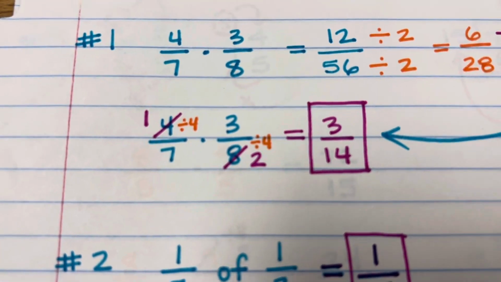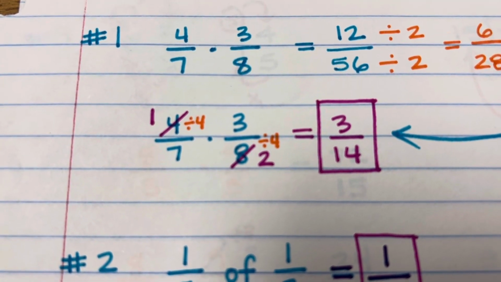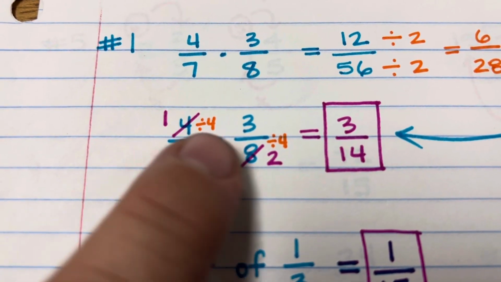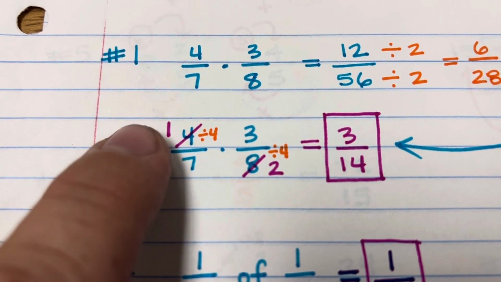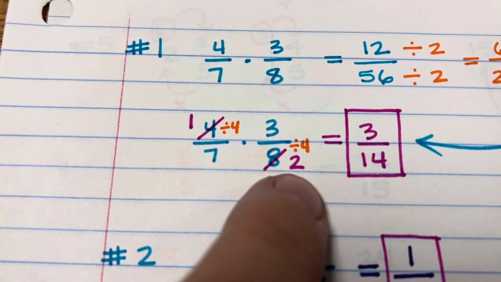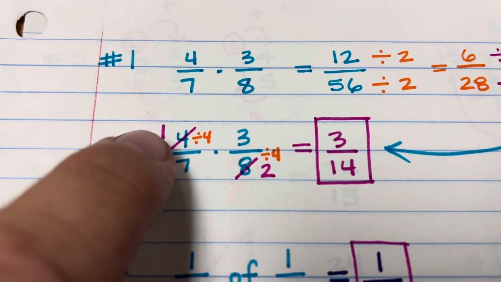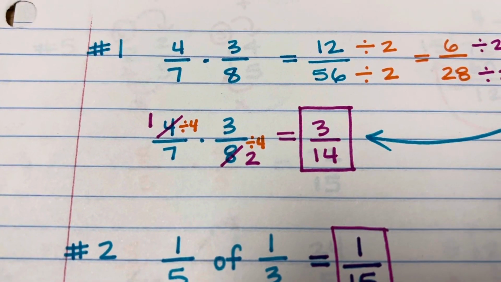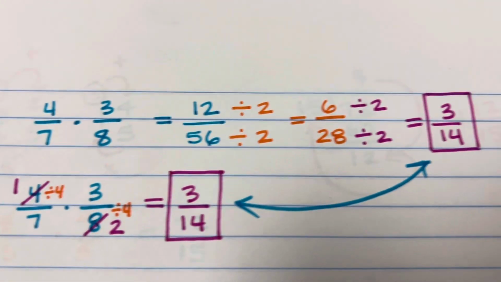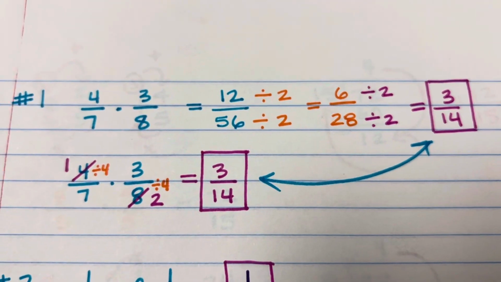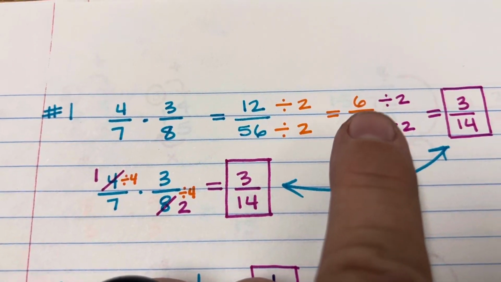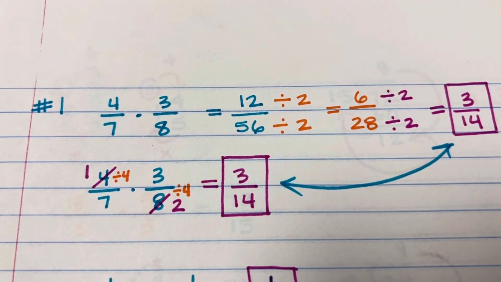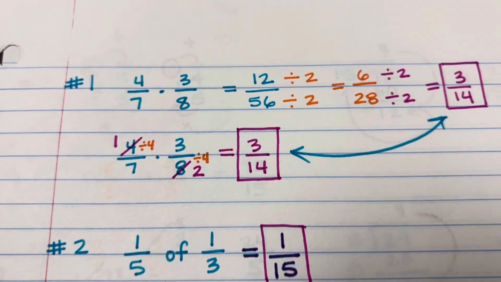This method here is just simplifying ahead of time. I noticed that the 4 and the 8 both had a factor of 4 that could be divided out. So 4 divided by 4 is 1, and 8 divided by 4 is 2. And then I multiply straight across like I did in this one up here. 1 times 3 is 3, and 7 times 2 is 14, and I ended up with the same answer. So you can simplify after, like in this example, or you can simplify ahead of time if you notice common factors between the numerators or the denominators.